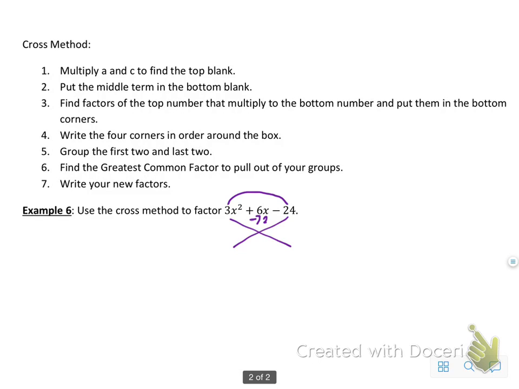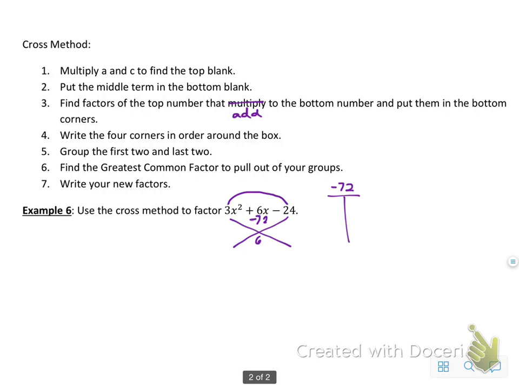Step 2, put the middle term in the bottom blank. So the middle term is a 6, so let's put a 6 here. Find factors of the top number that multiply to the bottom number. Okay, we need to change that. Find factors of the top number that add to the bottom number. So, factors of negative 72 that add to 6.